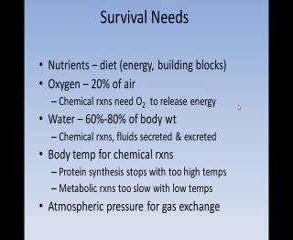Survival needs. Well, we have to have nutrients. We get those through our diet. They provide us with energy and building blocks. We have to have oxygen, which is 20% of the air we breathe. Oxygen is needed for chemical reactions to make energy. Water. That's 60 to 80% of your body weight. Water is needed for chemical reactions, fluids secreted, and excreted.